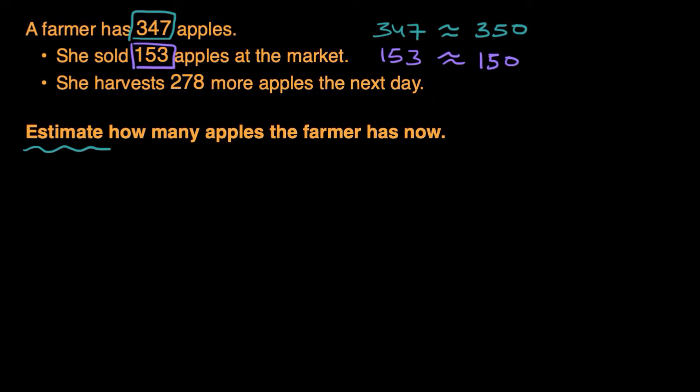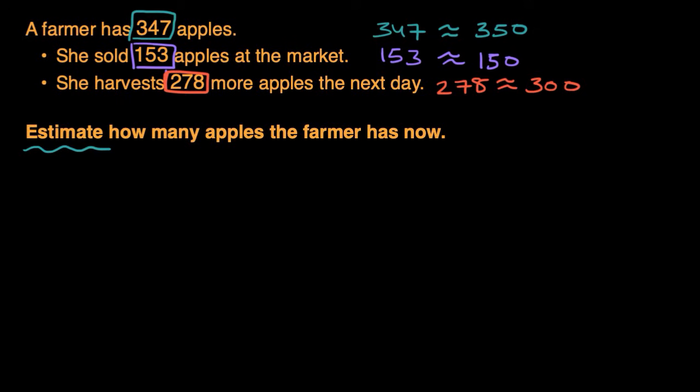And then last but not least, 278, let me do this in a different color. 278 is roughly equal to, we could go a lot of different directions with that, but I'll just round to the nearest 100 here. I'll say that this is roughly equal to 300. Now, why did I pick these numbers? Well, these are pretty easy to work with.